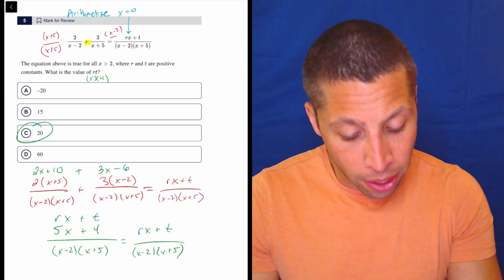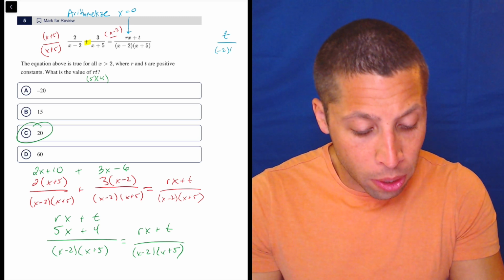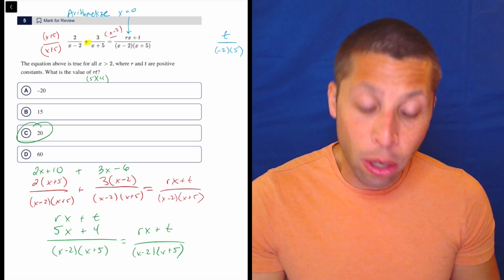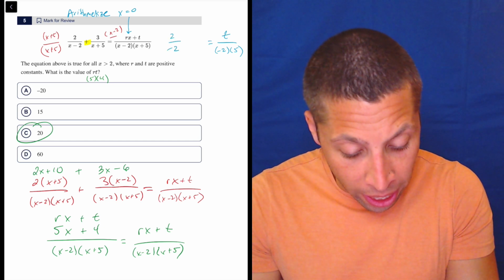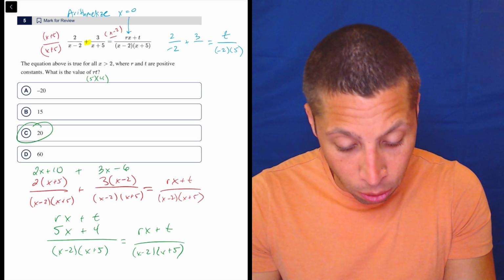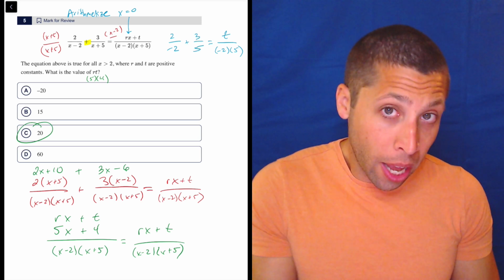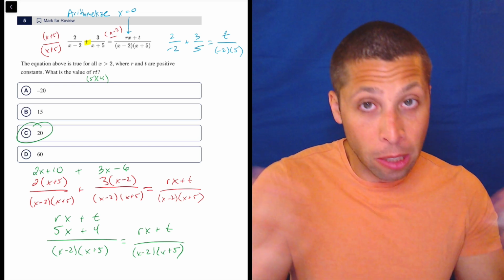So I'd end up with just t over, and then that would be negative 2 times 5, right? Because the 0 would go in for all the x's, and then it would be t over basically negative 10. And that's going to equal 2 over negative 2 plus 3 over 5. Now that's still some fractions and it's kind of annoying, but I could do that. It's maybe a little easier fraction work because I don't have any real variables to worry about.